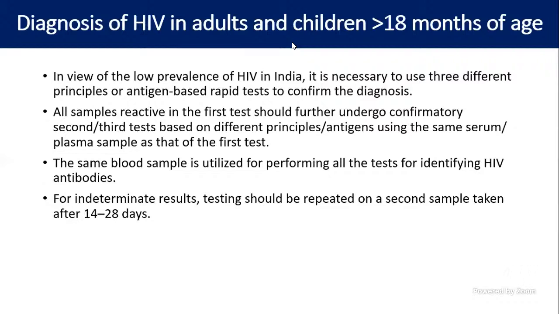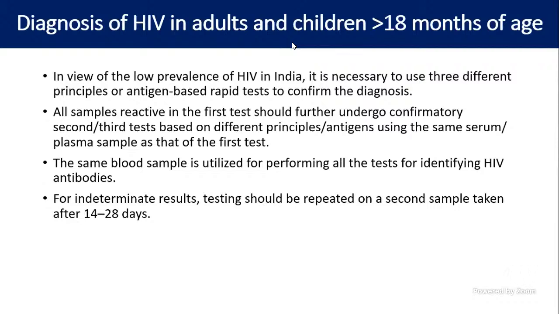The first sample of blood is very important, and we shall look at the algorithmic approach in the subsequent slide, but it is important to know that all samples which are reactive in the first test should further undergo confirmatory second and third tests based on different principles or antigens, using the same serum or plasma sample as that used in the first test. So the patient has to undergo only one prick or sample collection, but 3 different tests are employed on the same sample of serum or plasma. The same blood sample is utilized for performing all the tests.